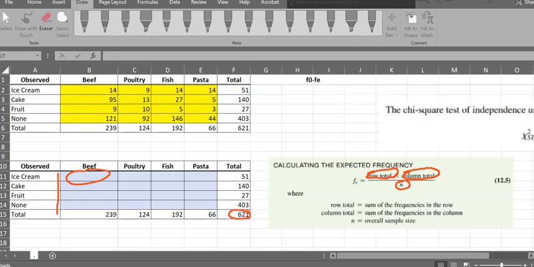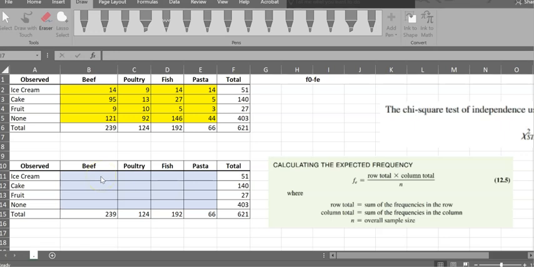So for example, for this cell in particular, I'm going to multiply 51 times 239 and then divide by 621. So again, I'm going to multiply 51 times 239 and then divide everything by 621. All right, I hope this is clear. Okay, let's clear this out.